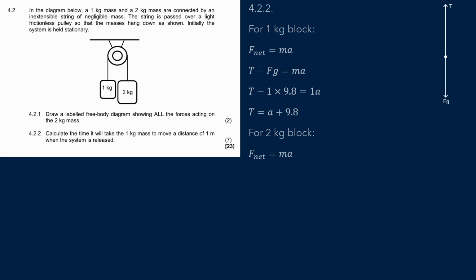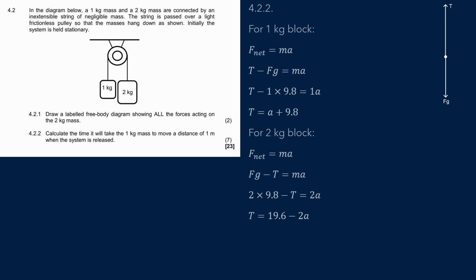And hence, I'm going to choose downward as positive for this particular block. And applying the law, Fg minus T is equal to ma. T is negative now because it opposes the motion. And substituting in the values, I get 2 times 9,8 minus T is equal to 2a. And making T subject of the formula, I get T is equal to 19,6 minus 2a. And that is my second equation.